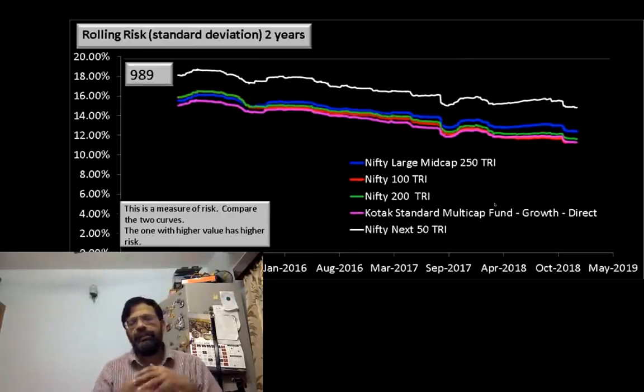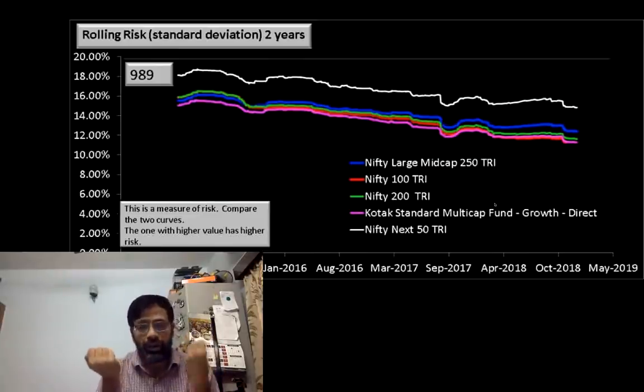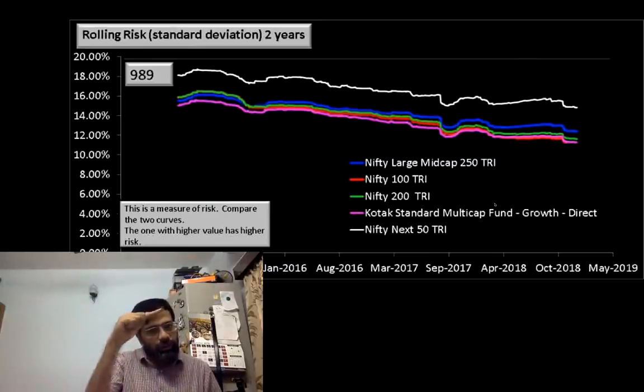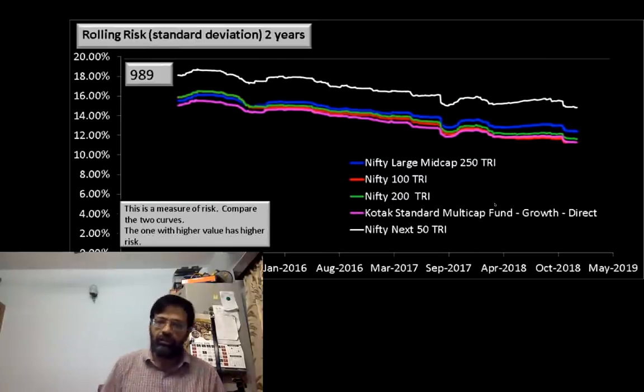Typically, you can see that the Nifty Next 50 is a very risky index. That's why the white line is on the top. Notice that the pink line, which is the fund, is at the bottom. So that's a very good sign. You're paying the fund manager not just to get good returns, but to get good returns at lower risk, and the fund manager has delivered that. So notice that the pink line is lower than the green line and the blue line, which are the two indices we are concerned about.